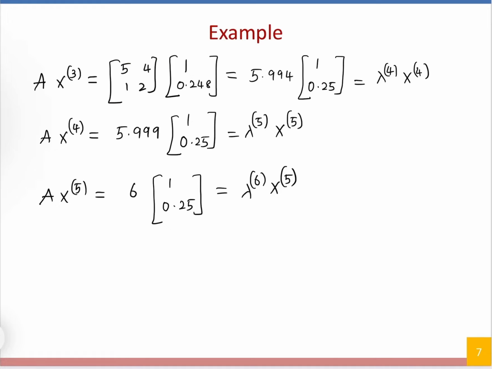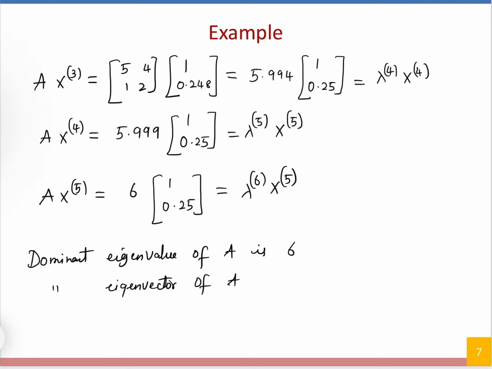Now when we stop the process, we can say that after 6 iterations, the dominant eigenvalue of A is 6 and the dominant eigenvector of A is [1; 0.25]. That's it. Now we stop here.